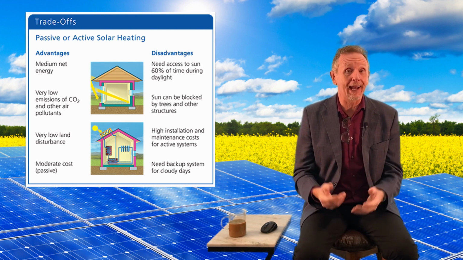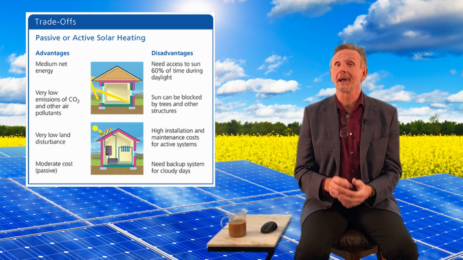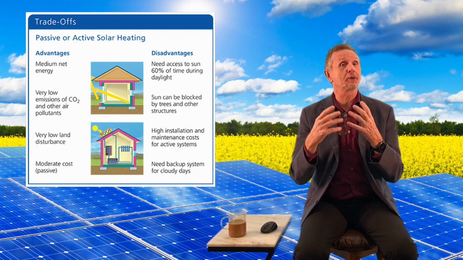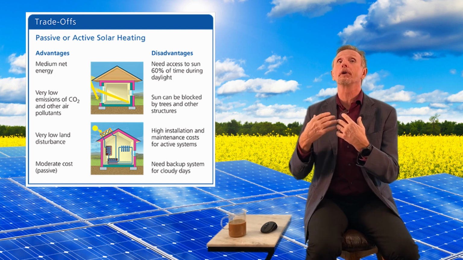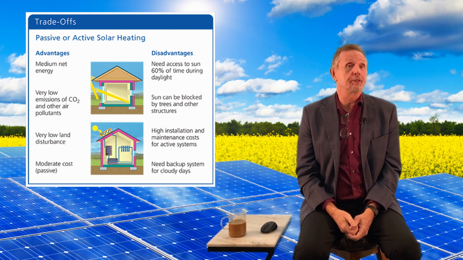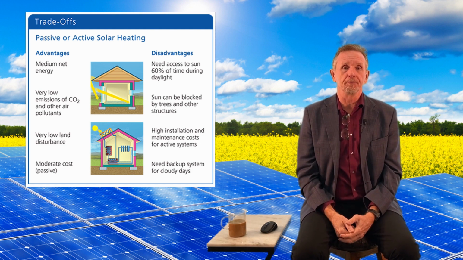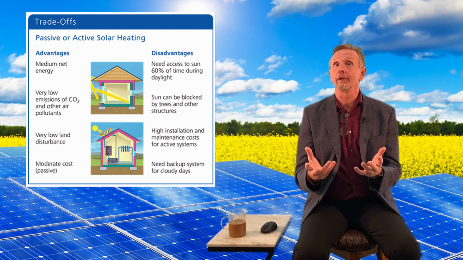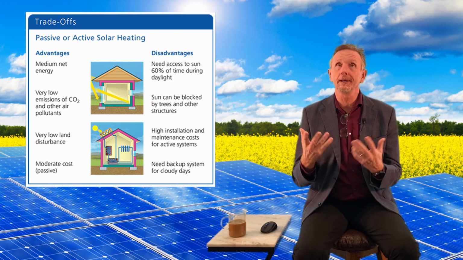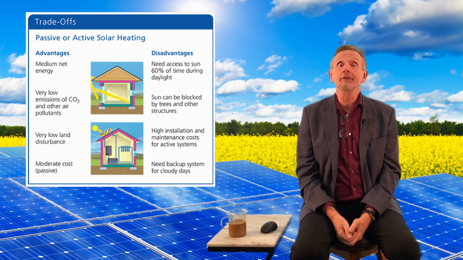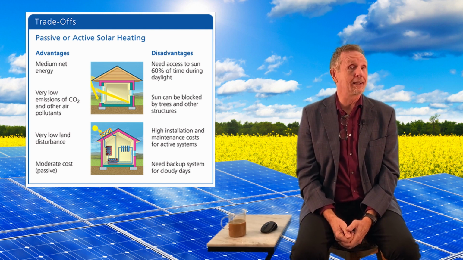Disadvantages, well, you got to have access to sun really at least about 60% of the time. So if you're in a shady area, lots of trees or other buildings blocking out the light, or you live far enough north where the sunlight doesn't come in as much, it's not very effective for you. Sun can be blocked, obviously, by anything else, and you don't always have control. Your neighbor puts up some trees and there you go. It doesn't help. There's high insulation and some maintenance costs.